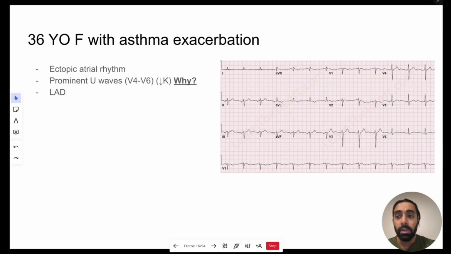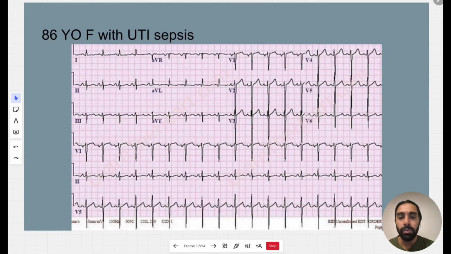So all in all, you have ectopic atrial rhythm, and you have these prominent U waves that suggest hypokalemia, probably from albuterol, if that's what the question is asking. Say the question asks, what's the cause of the U waves? What's the cause of the abnormal EKG? And they give you all these different medications. Look for a beta agonist like albuterol. All right, review this one, pause your video, and then come back for the answer.